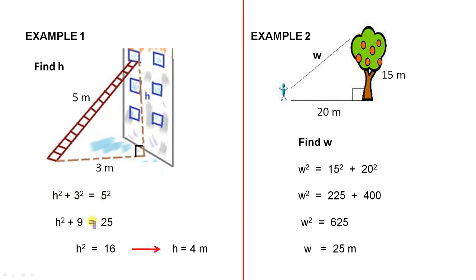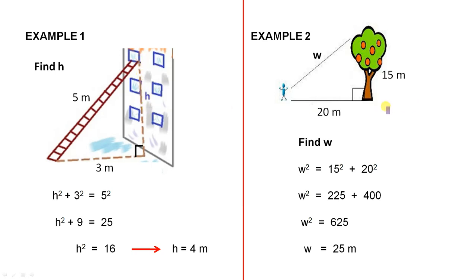Simplifying that line, we have h squared plus 9 equals 25. We subtract 9 from both sides to give us h squared equals 16. So h is the square root of 16, which is 4 meters. So the distance from the ground to the top of the ladder is 4 meters.